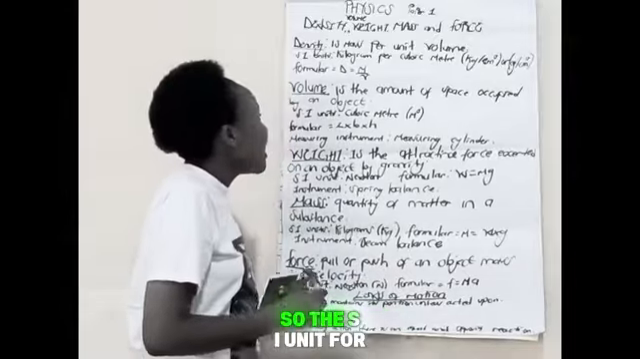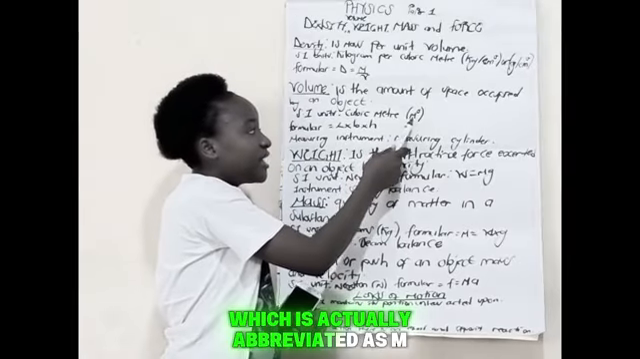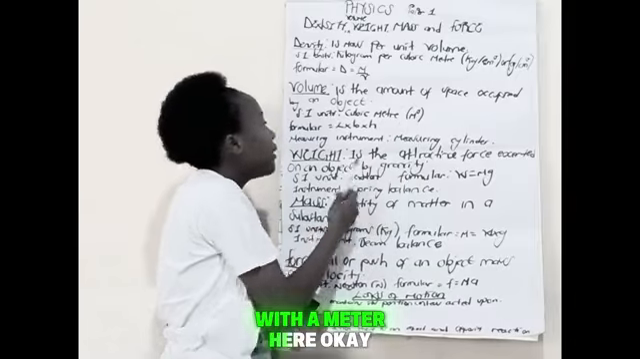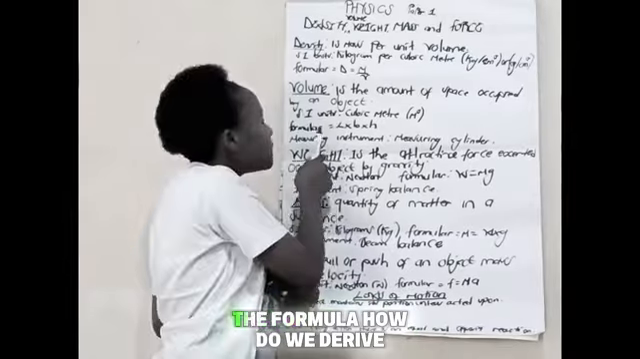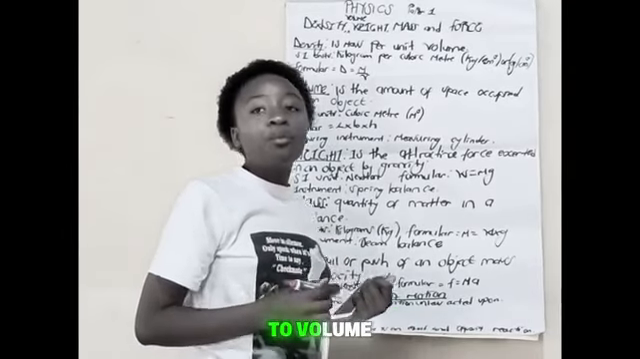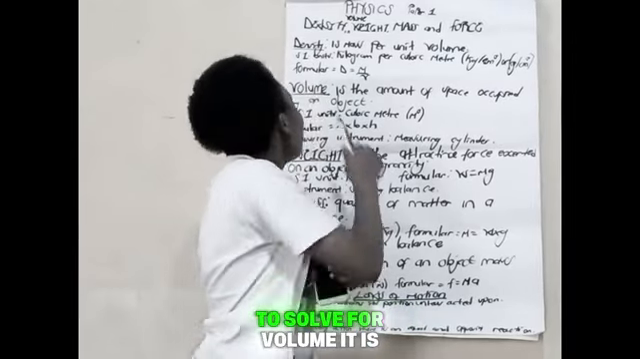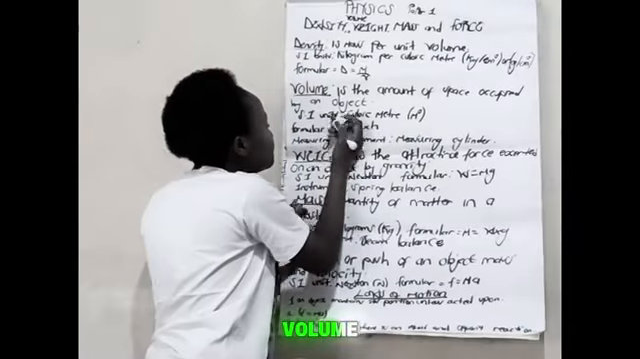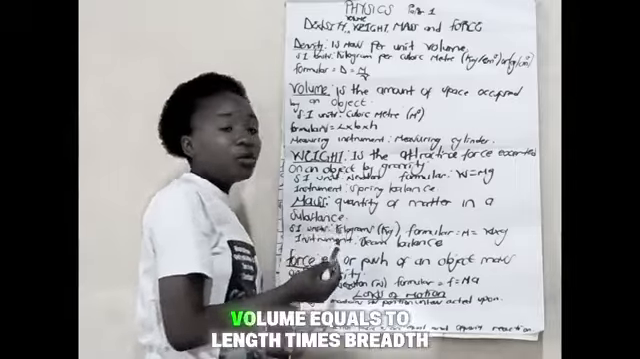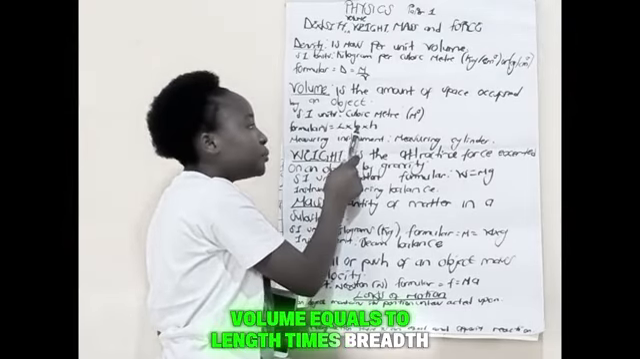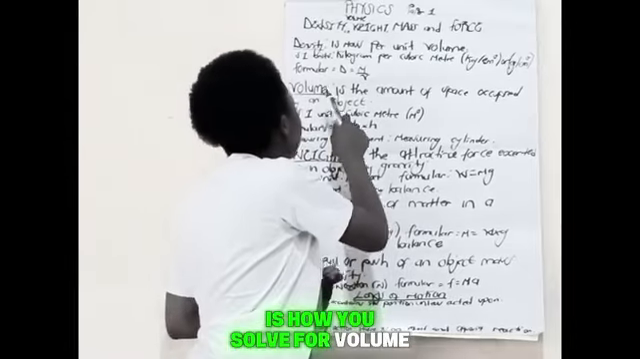The SI unit for volume is the cubic meter, which is abbreviated as m³, with a cubic here and a meter here. The formula, how do we derive volume? What formula do we use? The formula that we use to solve for volume is: let's hope you are following, volume is equal to length times breadth times height. This is how you solve for volume.